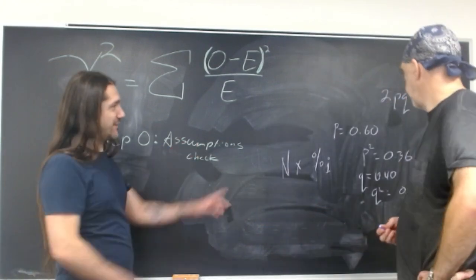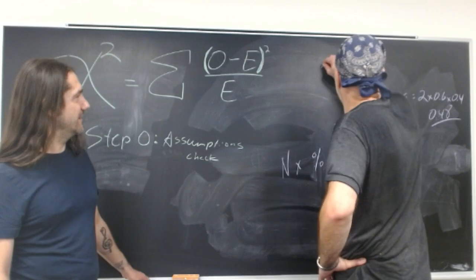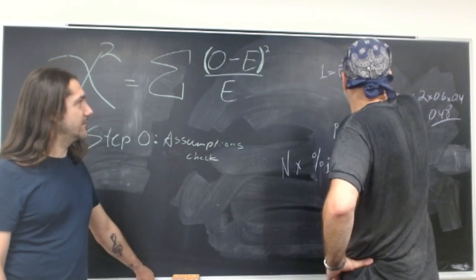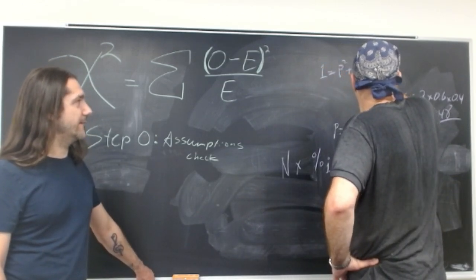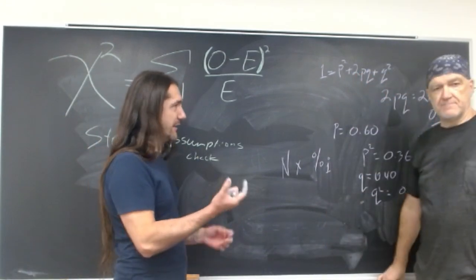Can I just jump in to explain this one a little bit more? Yeah. All right, so Hardy-Weinberg is p squared plus 2pq plus q squared, right? That's right. So whenever you have two gametes, right?